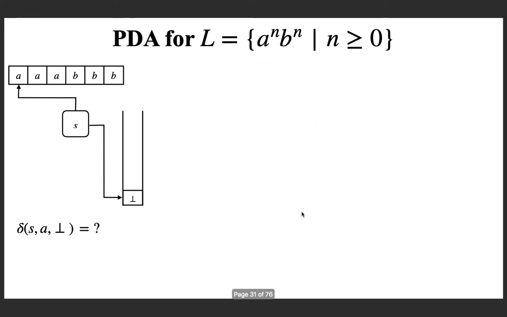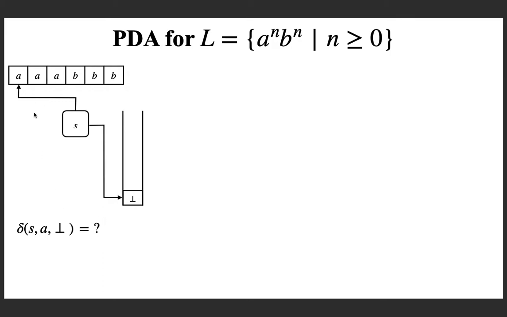Now we can see how we can design the transition function. So here is the initial configuration. And what is the configuration? You are in the state S, your input symbol is small a, and the top of the stack symbol is bottom. So what do you do? You know that above the bottom symbol, for every a, I want to push a capital X. So what will be the right side?